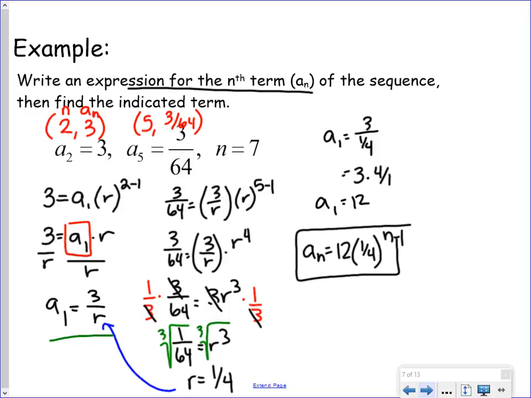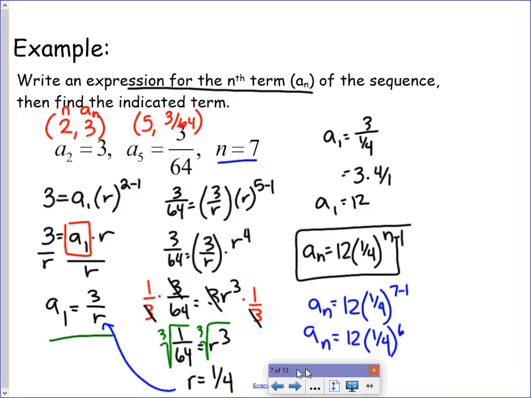It does ask me, just like our last question, to find the indicated term. So I'd be trying to find the 7th term. I could do something like a sub n equals 12 times 1/4 raised to the 7 minus 1, which is a sub n equals 12 times 1/4 to the 6th.